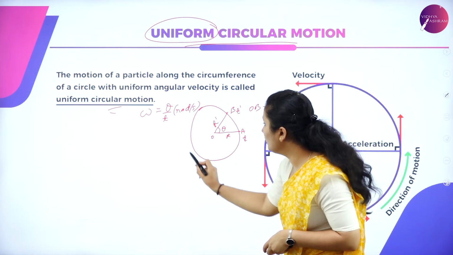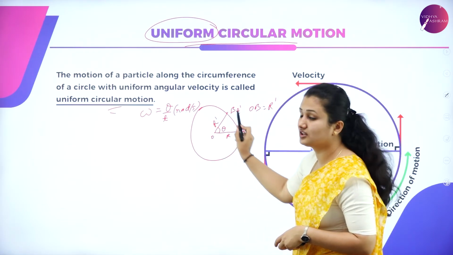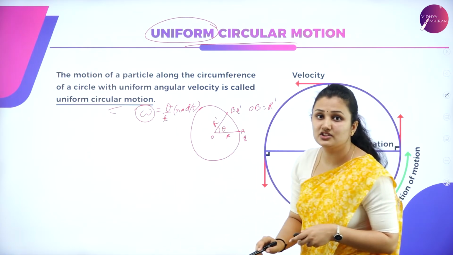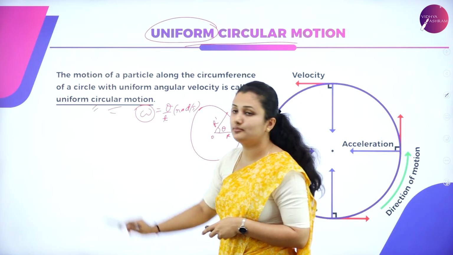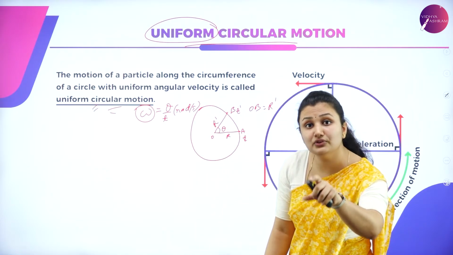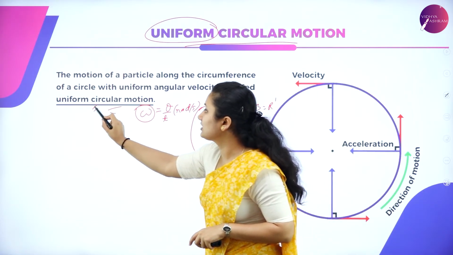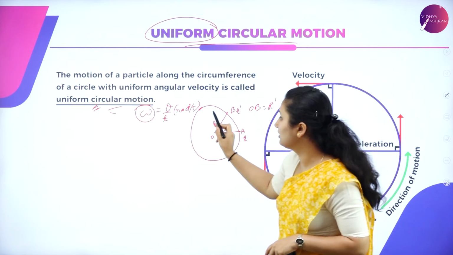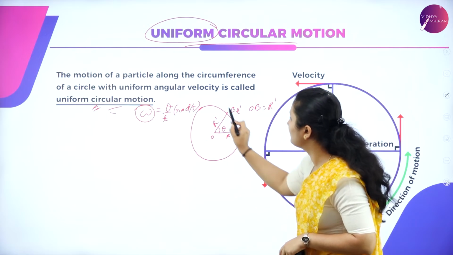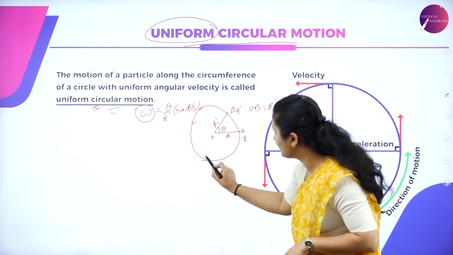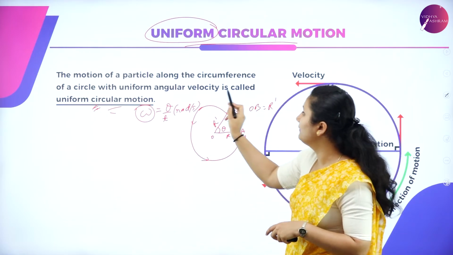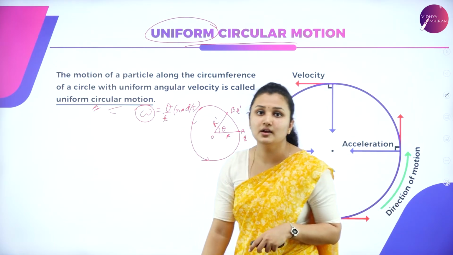So object is moving in the circumference of circle with uniform angular velocity. That is called uniform circular motion. It is moving with uniform angular velocity. That is why it's called uniform circular motion, or motion of the particle or a body along the circumference of circle, with uniform angular velocity omega is called uniform circular motion.